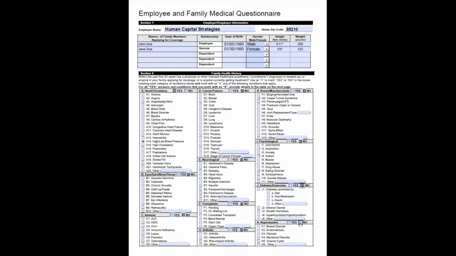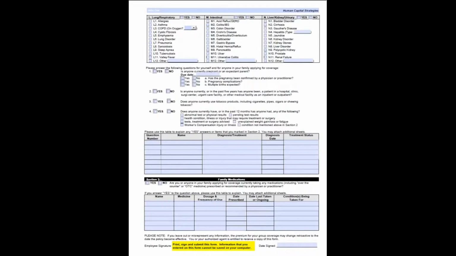And if you go to page 2 on the back side, there's just a few more at the top there. Again, only mark those that you have had in the last 5 years. And that would be for you, your spouse, or your kids, anyone that you're going to cover. In this section here, it talks about any pregnancies or tobacco usage. Go ahead and read those sections and mark the appropriate box.